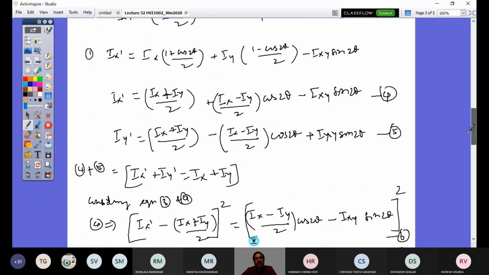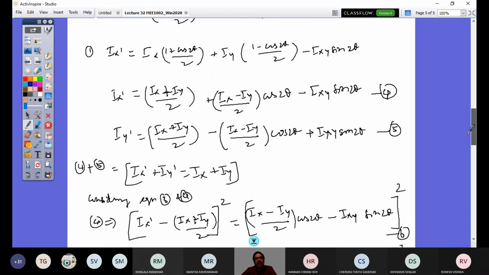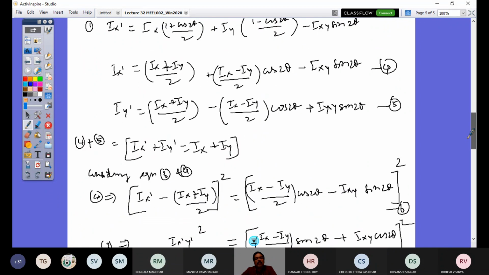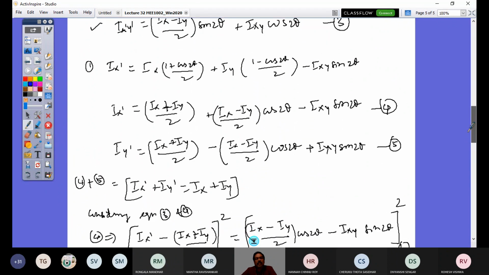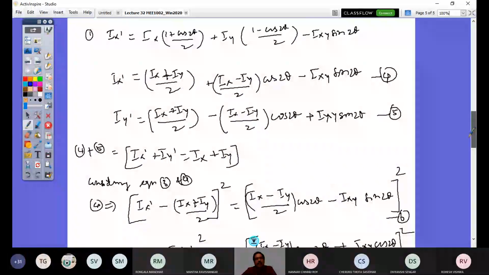So you are adding equations 3 and 4 here. So equation 3 is this, equation 4 is this. You are just squaring them and then adding. In equation 4 also you see there is a non-trigonometric term, that's an average value of your second moment of area that you have taken to the left side and you are squaring it.